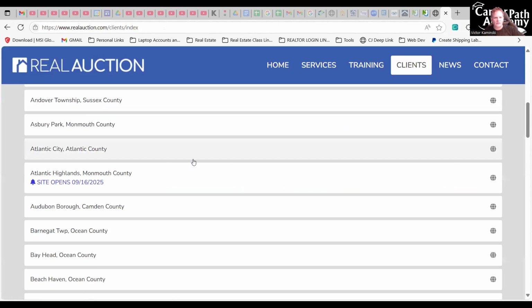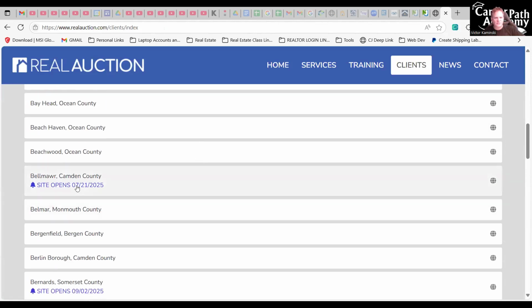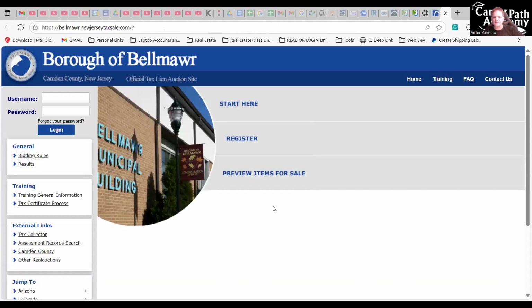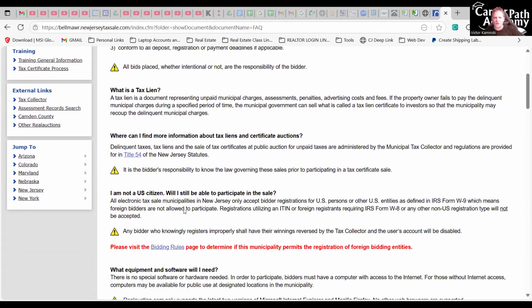Let's close that out. Let's see, here's one, 7/21. That was 2 days ago in Belmar. This is a different Belmar in Camden County. But let's take a look at that one. It's not the Belmar at the beach, it's Belmar in Camden. You got to register first on the website. Now you start here and it explains to you how the tax auction works.